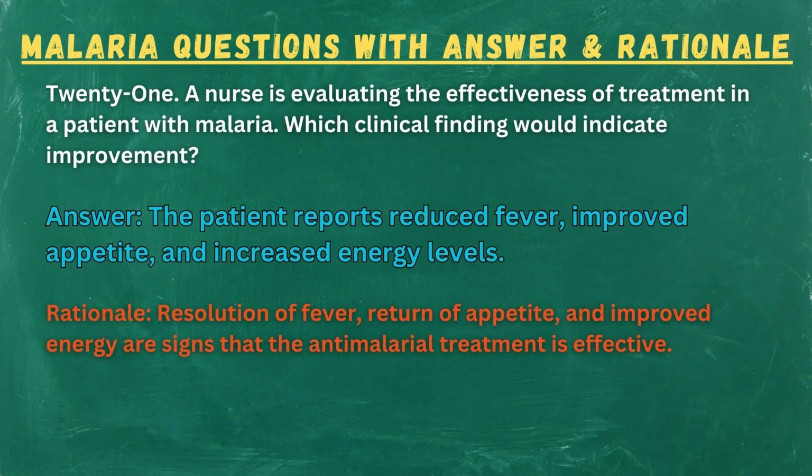21. A nurse is evaluating the effectiveness of treatment in a patient with malaria. Which clinical finding would indicate improvement? Answer: the patient reports reduced fever, improved appetite, and increased energy levels. Rationale: resolution of fever, return of appetite, and improved energy are signs that the antimalarial treatment is effective.